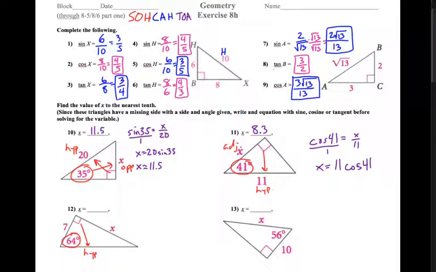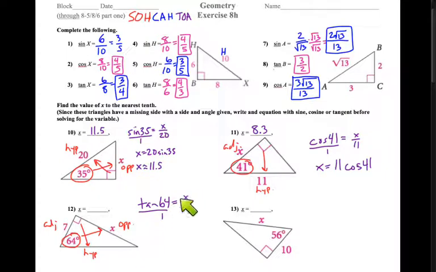Number 12, the hypotenuse is down there. X is the opposite, 7 is the adjacent. So I'm dealing with the opposite and the adjacent, the O and the A. That's TOA. Tangent gets me that. There it is, TOA. So tangent of 64 equals the opposite, x, over the adjacent, 7.